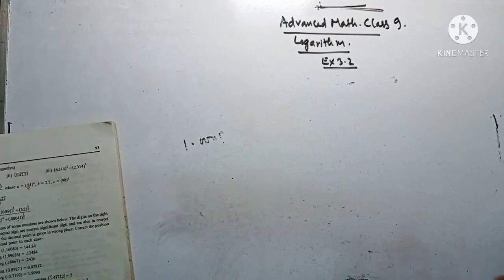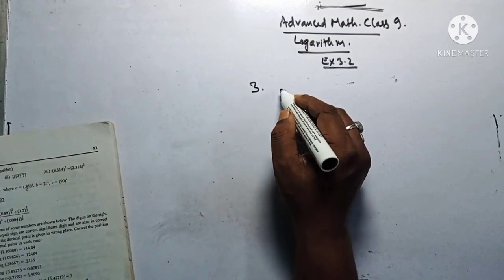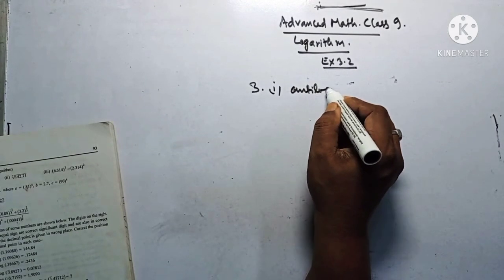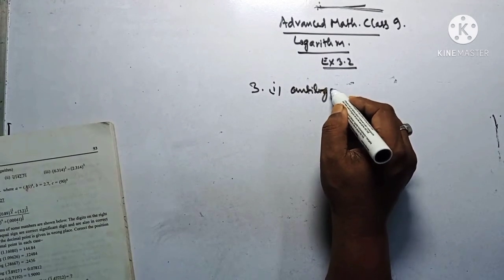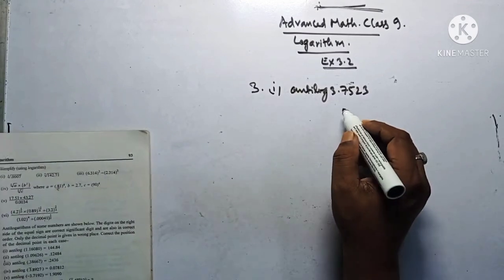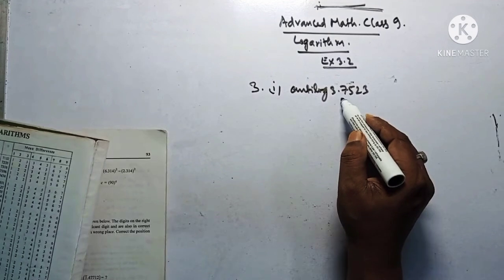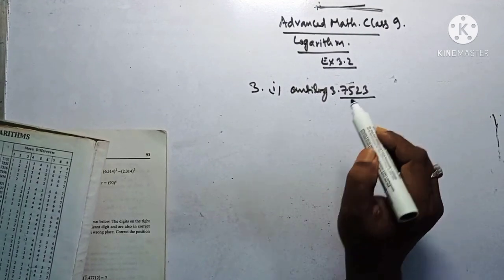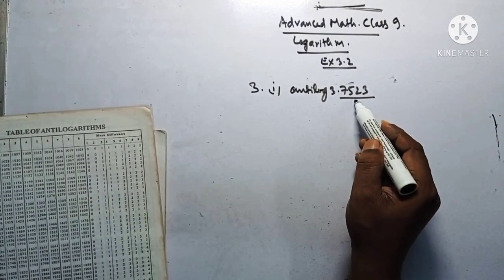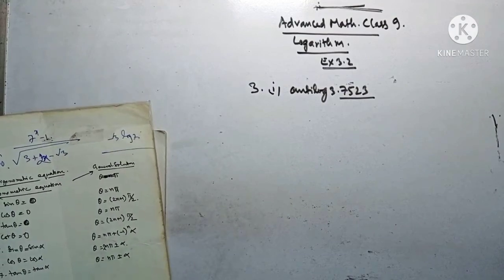Now I am going to question number 3, that is to find antilog. That is one thing you must remember, antilog. To find antilog of 3.7523, we find antilog from the antilog table, but we consider after the decimal places, that is 0.752. So in the antilog table we are going to see 0.752.